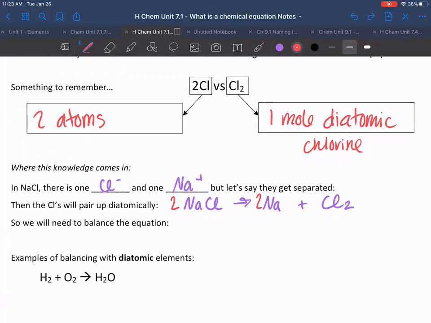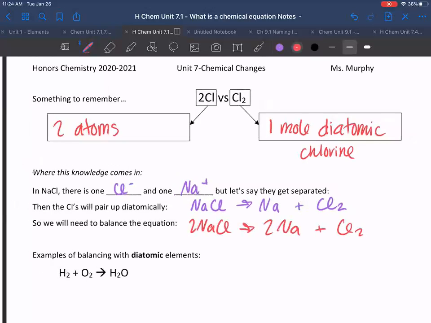So I guess I'll write this separately as one balanced and one not, just... I'm sorry, I know how crazy my chlorines look, but that is Cl. Okay, and so let's do some examples with diatomic elements.